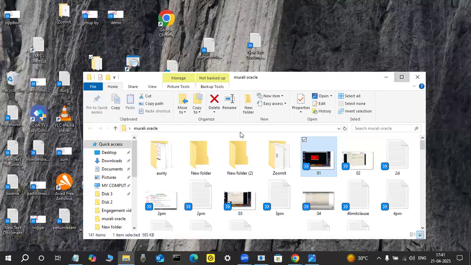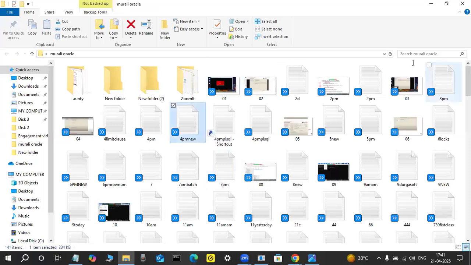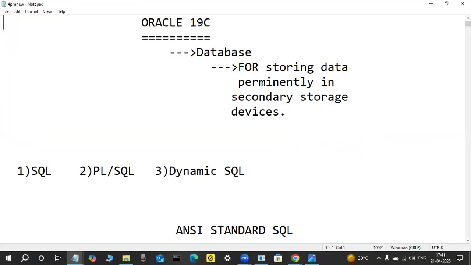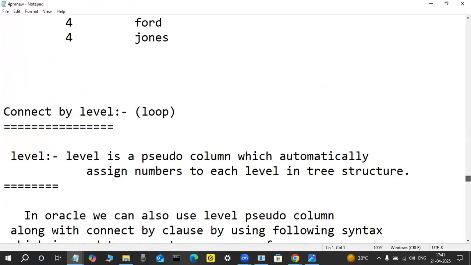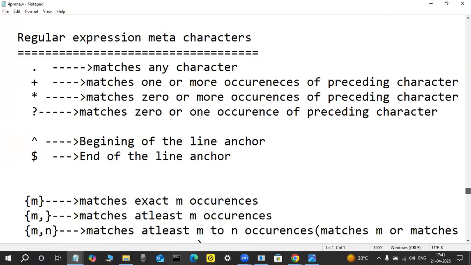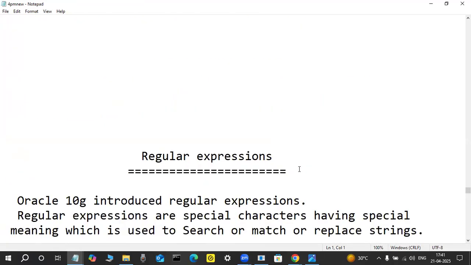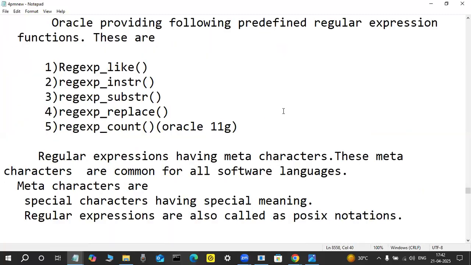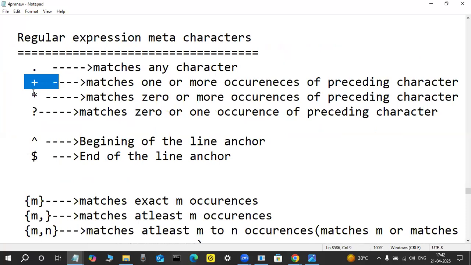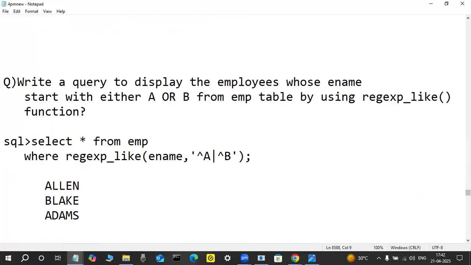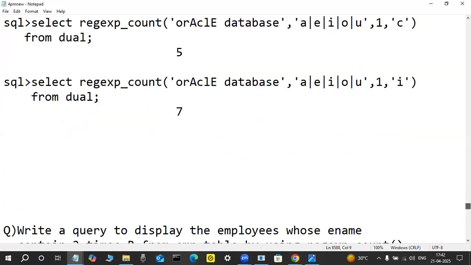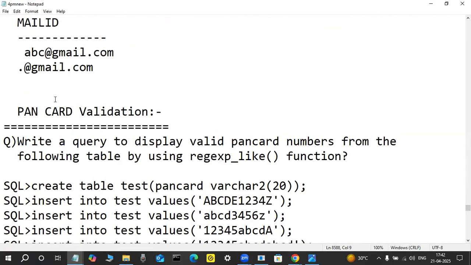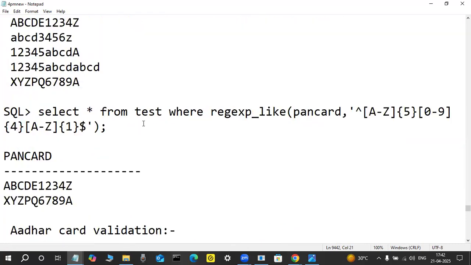At one stage, if you are an experienced person, observe here for 1 minute. Are there any Java developers in our class? Here, Unix or Java developers, you are good at regular expressions. On the Oracle side, regular expressions are also there from 10g onwards. This is also better to know. Observe here, most powerful: regular expressions, POSIX notations. Plus means something different, star means something different, question mark means something different. These are special symbols in every language in the world, including software languages. And also in this case, you are observing mail ID validation, PAN card validation, Aadhaar card validation.